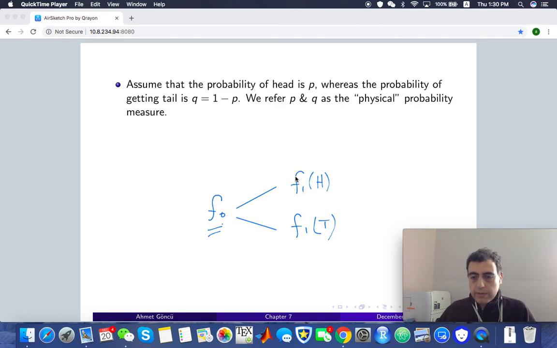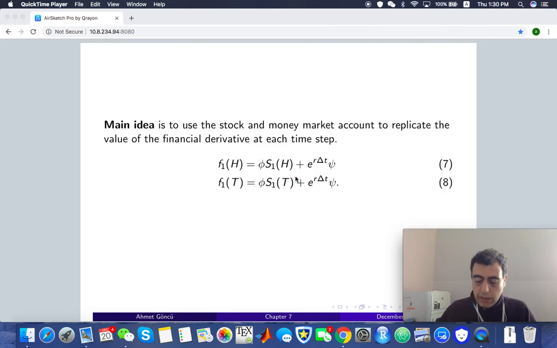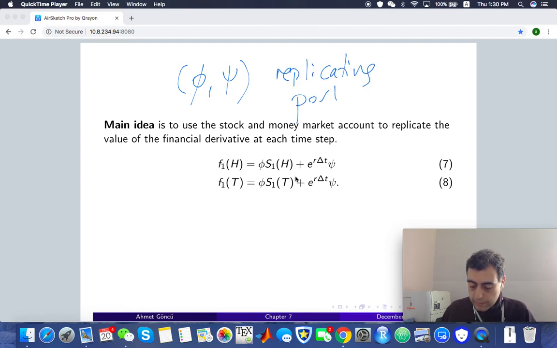Again, based on what happens to the stock prices, the value of the financial derivative will follow these two possible states of nature. Next, our goal is to create a so-called replicating portfolio. So we are interested in finding this portfolio. Our goal is to create a portfolio such that in both states of nature, the value of the financial derivative equals the value of this portfolio.